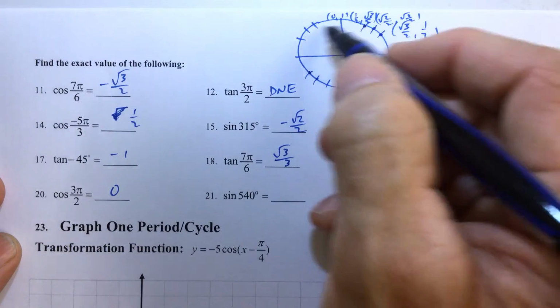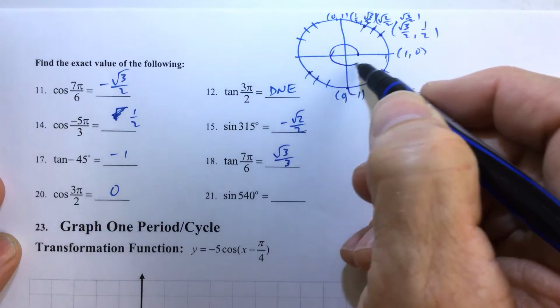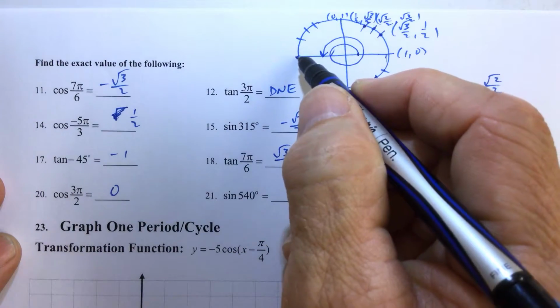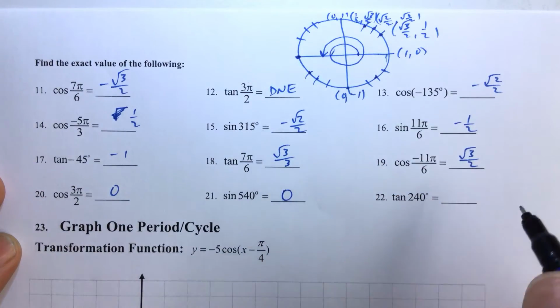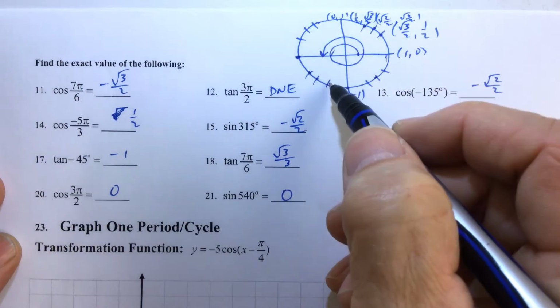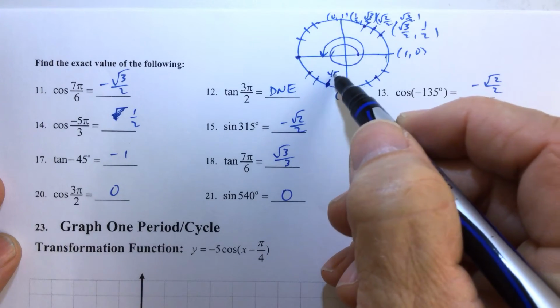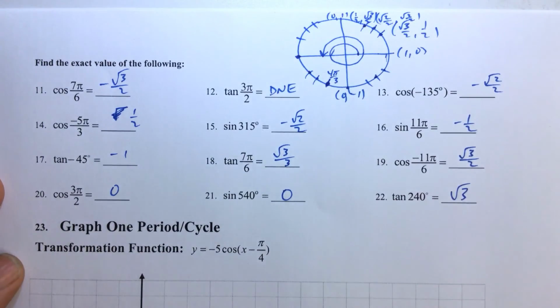Sine of 540. So we have to go one time around to get 360, and then we go halfway around again. So the sine of that angle is the same as the sine of 180 degrees, and that's 0. And then tangent of 240, that's right there, 240 degrees. And that's the 4 pi over 3, so it's got a 3 in the denominator. Tangent's positive in that quadrant. So we get radical 3.